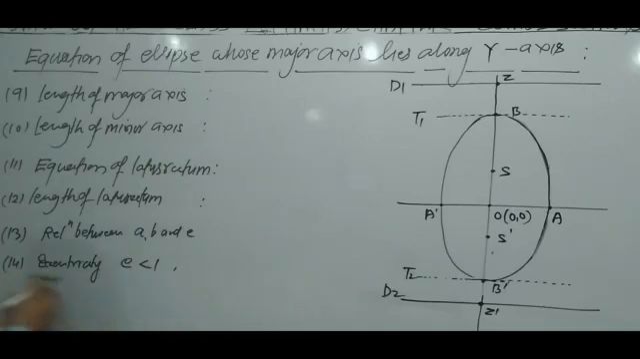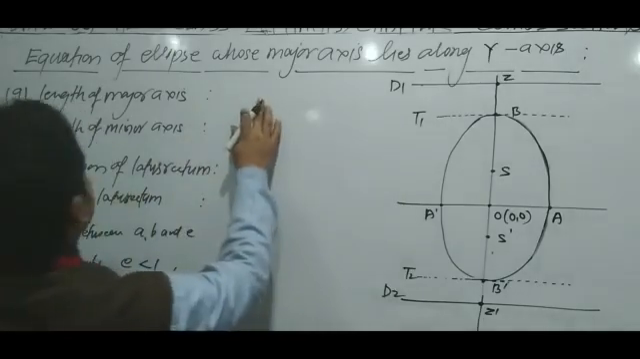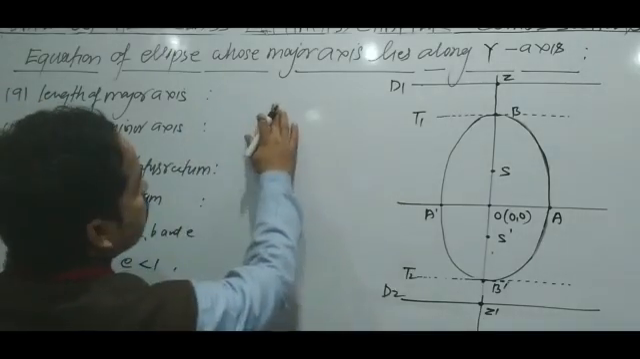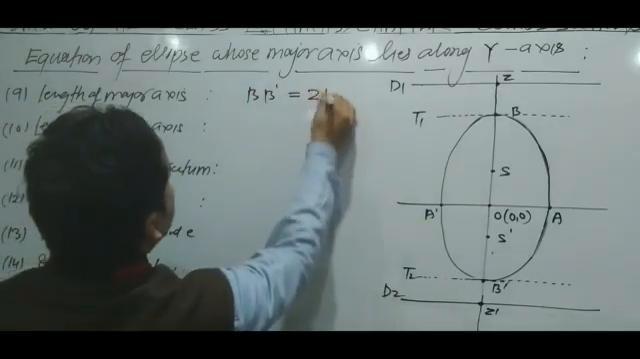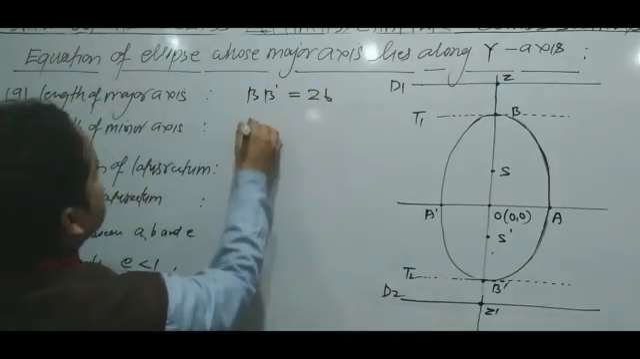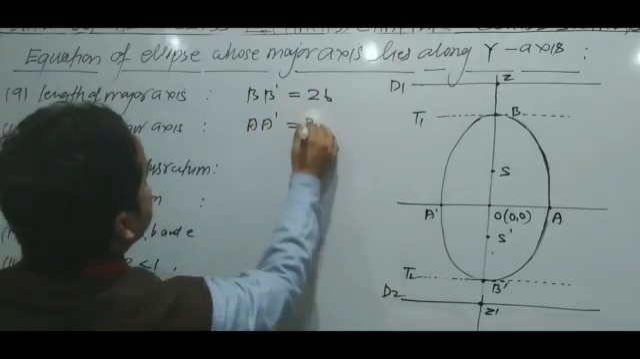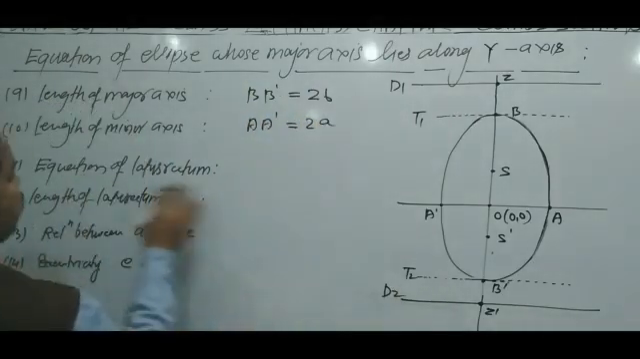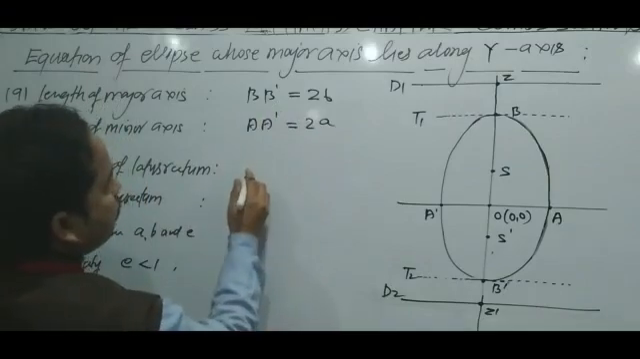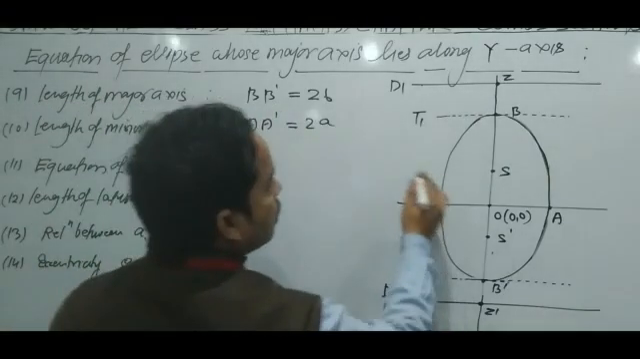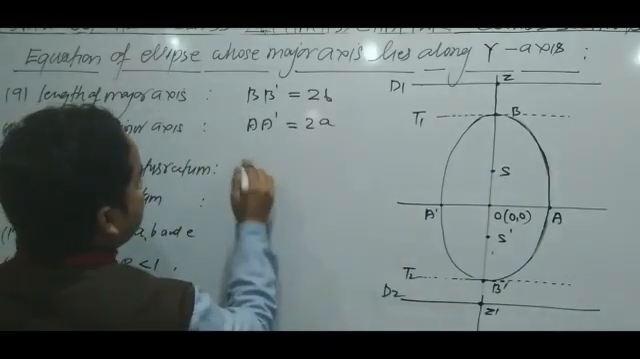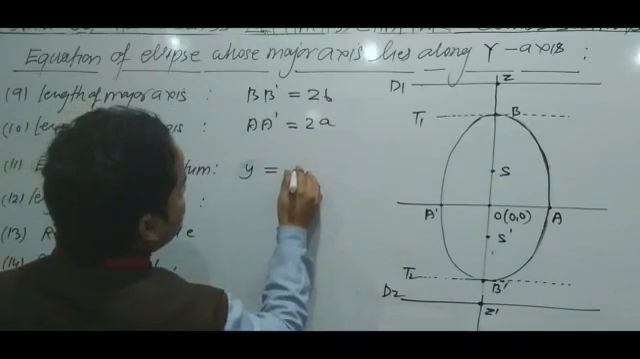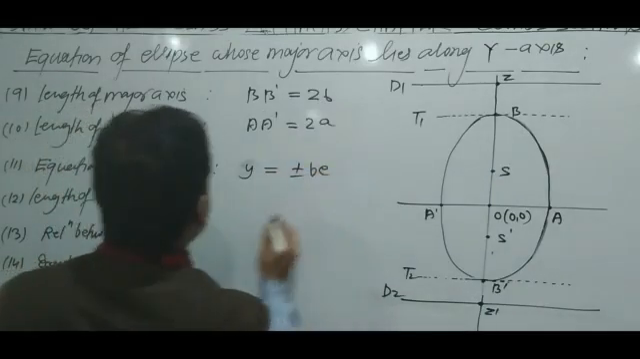So I will come to the last point, or the ninth point. The length of major axis, this is BB dash, is equal to 2B. Length of minor axis AA dash is equal to 2A. And equation of latus rectum, latus rectum is a line passing through the focus. So here it will be y is equal to plus minus BE.